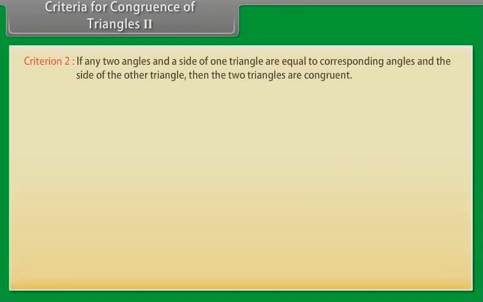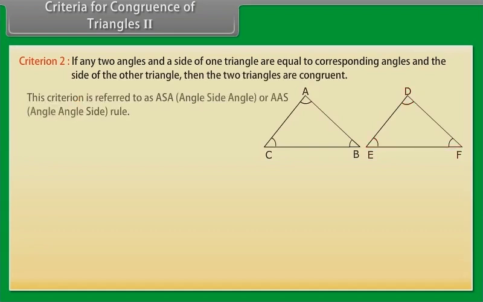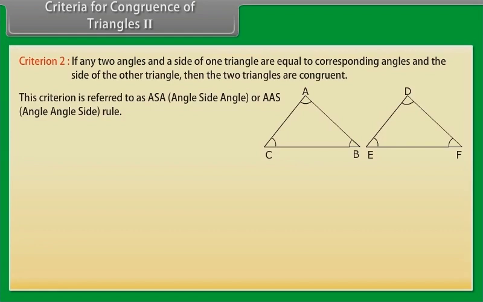Criteria for congruence of triangles 2. The next criterion for the congruence of triangles is that if any two angles and a side of one triangle are equal to the corresponding angles and side of the other triangle, then the two triangles are congruent. This criterion is referred to as ASA, angle side angle, or AAS, angle angle side rule.